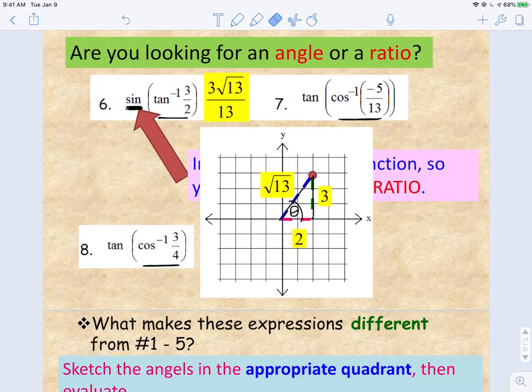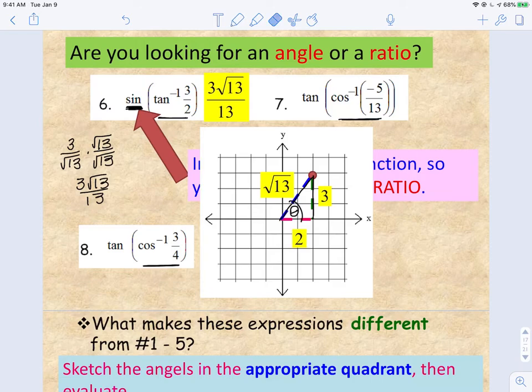So I can show you over here what they did. They had 3 over the square root of 13. Then they multiplied the top and the bottom by the square root of 13. And that's how they ended up with a final answer of 3 root 13 over 13 for number 6.